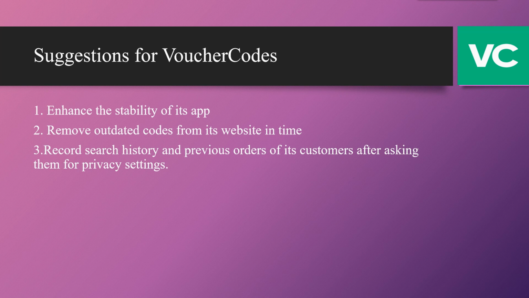Thirdly, customers cannot find their search history as well as their previous orders on the website of Voucher Codes. I mean, we can understand that Voucher Codes considers customer privacy as their primary concern, and we think highly of it. Yet convenience and efficiency should not be sacrificed. Therefore, we suggest Voucher Codes deal with this issue in a more flexible way. For example, Voucher Codes can record search history and previous orders of customers after asking them for privacy settings when they log into their accounts.